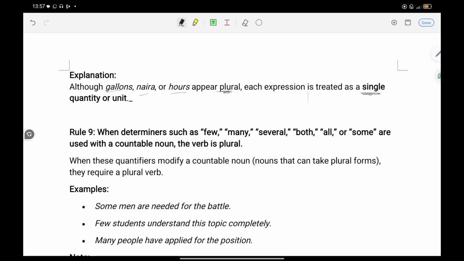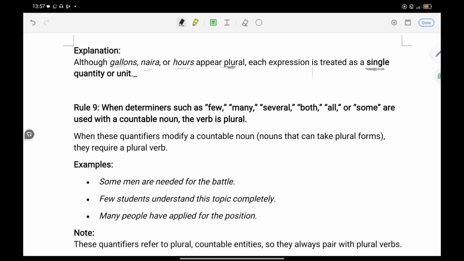Now, if you remember, we said there are exceptions to the indefinite pronoun rule. Let's talk about it now. When determiners such as few, many, several, both, all, or some are used with a countable noun, the verb is plural. As long as you can count the nouns, then the verb is plural when it is accompanied by any of these. For instance, some men are needed for the battle. Why is it "are"? Because the "some" here is accompanied by a countable noun, men. You can count men, can't you?